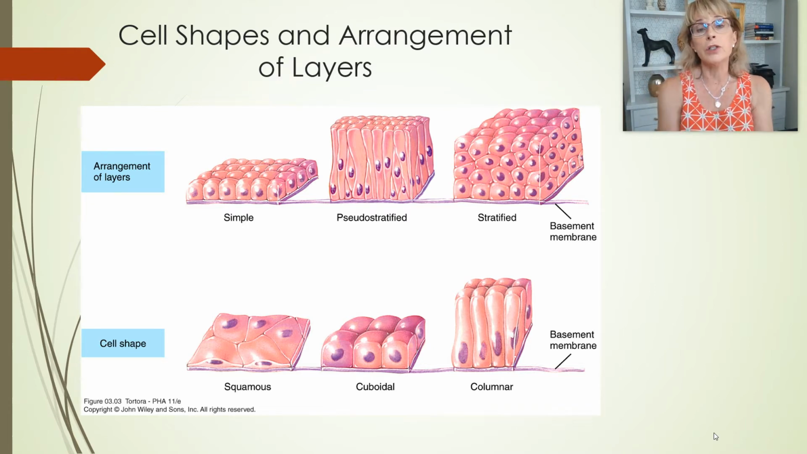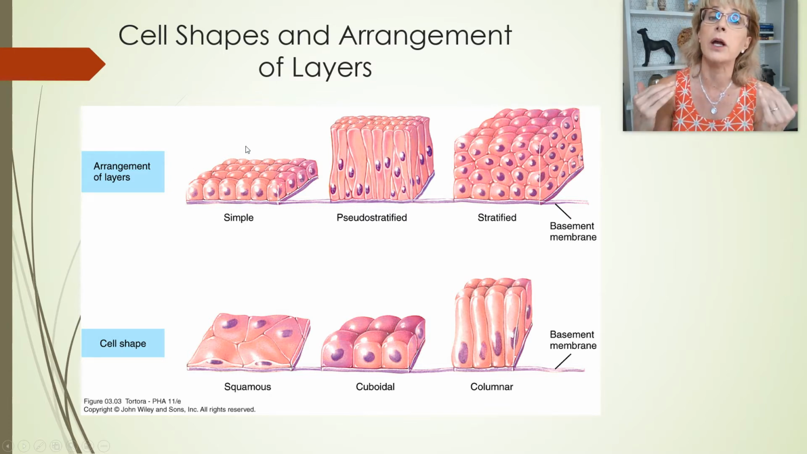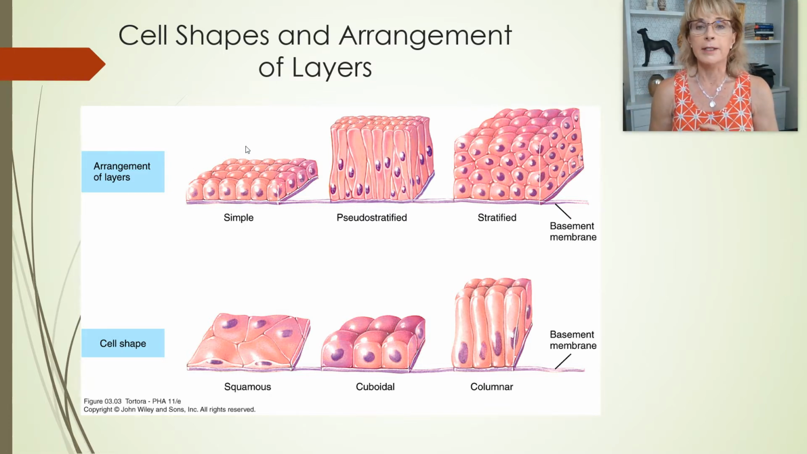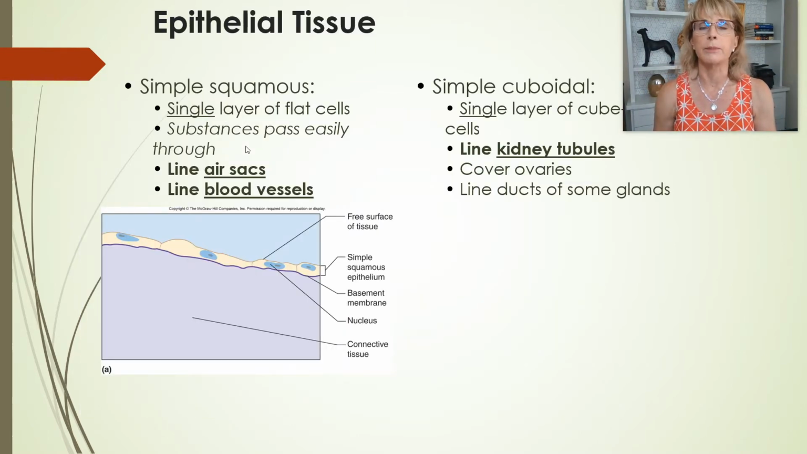other. The cells have got their feet on a basement membrane. The top layer of cells, if there's more than one layer, has got a free surface. And they are categorized by these 3 cell shapes and these 3 arrangements of layers. Let's talk about them specifically.